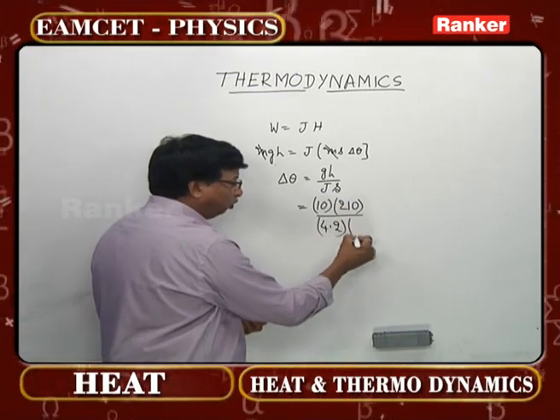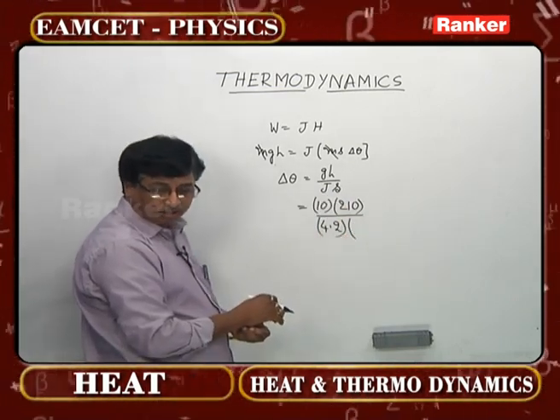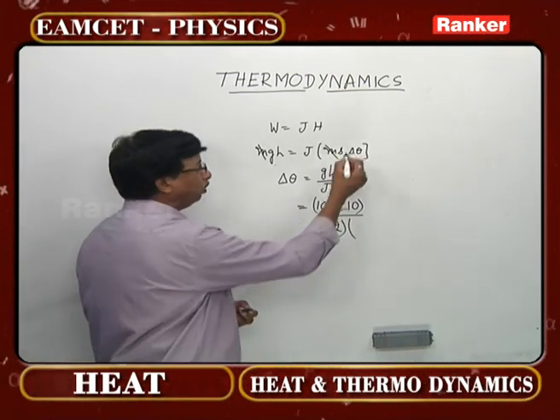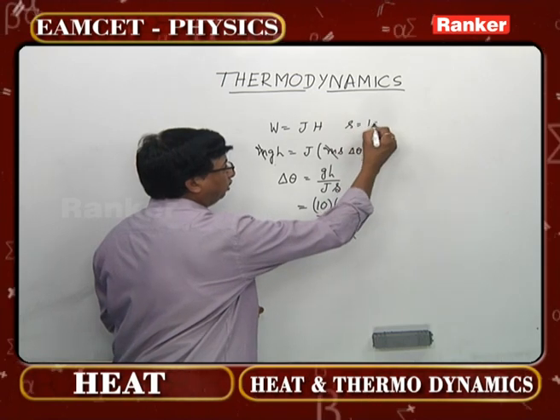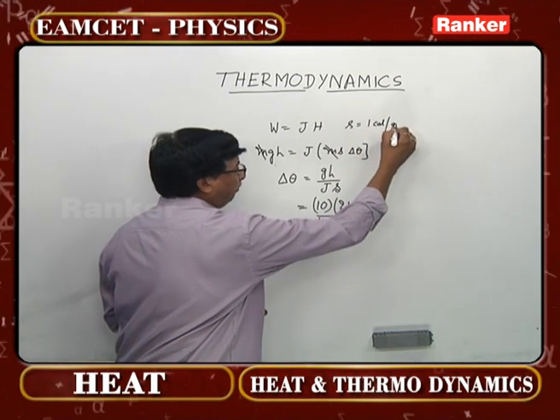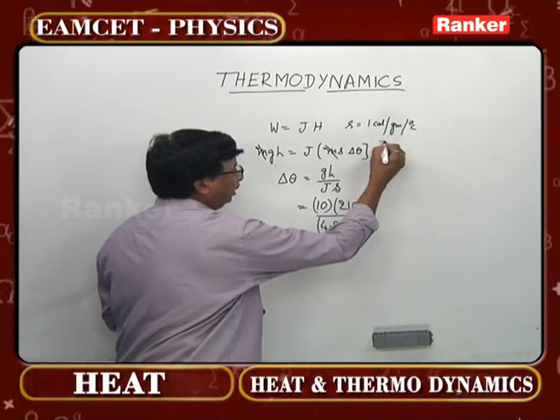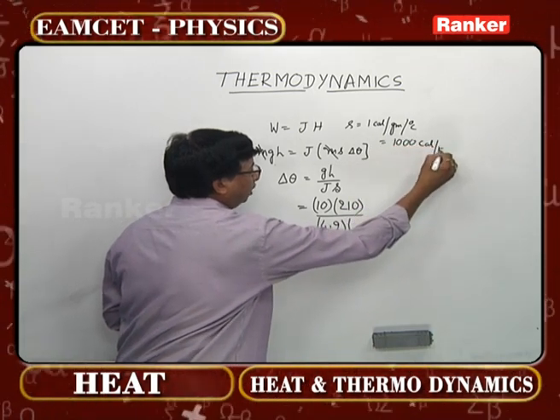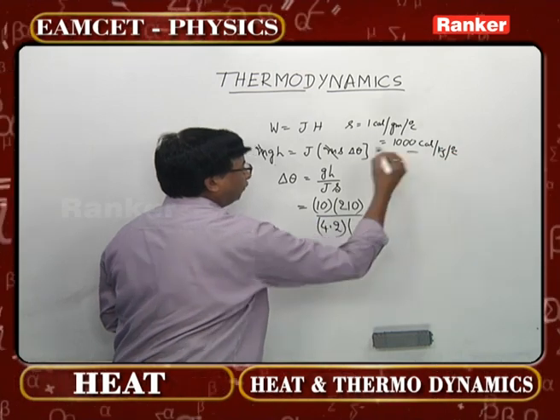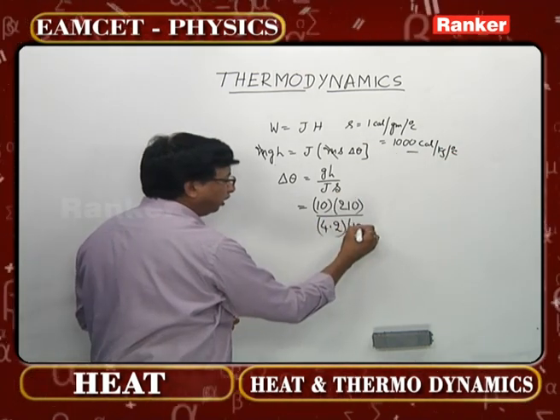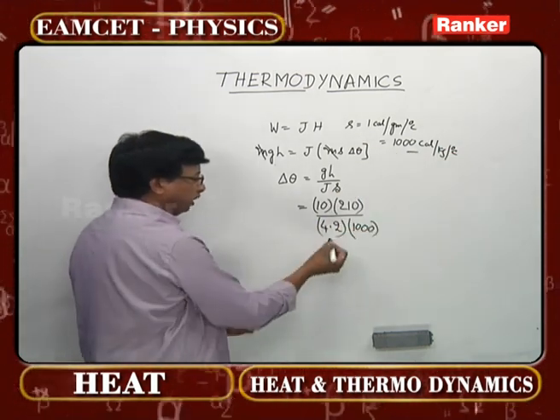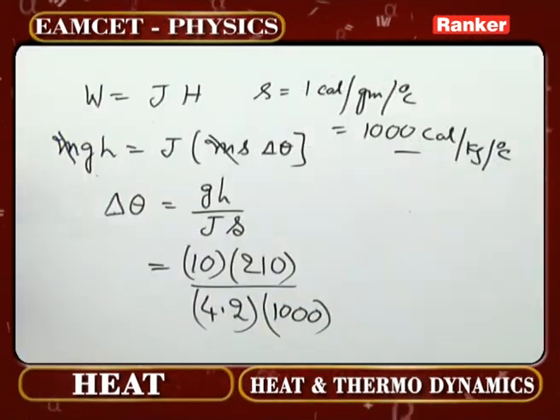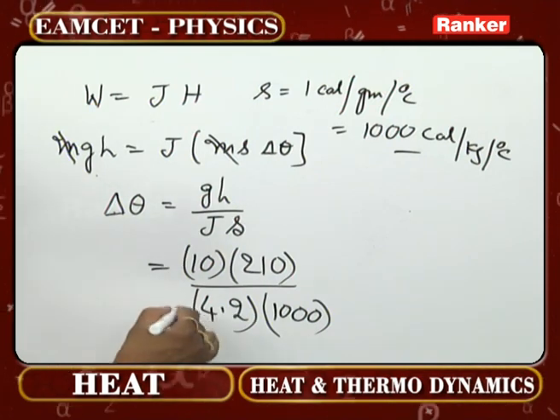Therefore, whatever S value of water we are to take, of course S is going to be 1. You all know in fact S is 1 calorie per gram per degree centigrade. In other words, I can write this as 1000 calorie per kg per degree centigrade. That value I write over here. That means 4.2 into 1000 is equivalent to 4200 only. That is the concept you need to understand here.